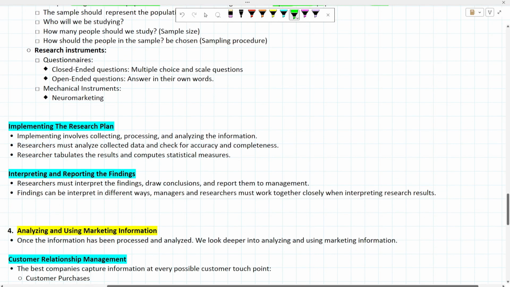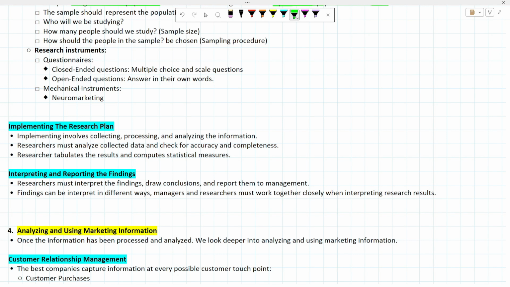So implementing the research plan. Implementing involves collecting, processing, and analyzing the information. Researchers must analyze collected data and check for accuracy and completeness. The researcher tabulates the results and computes statistical measures.